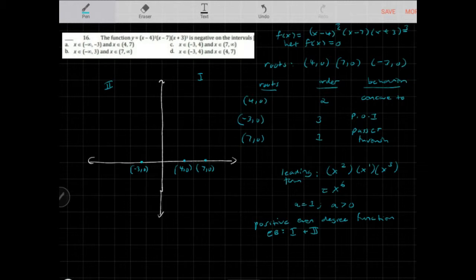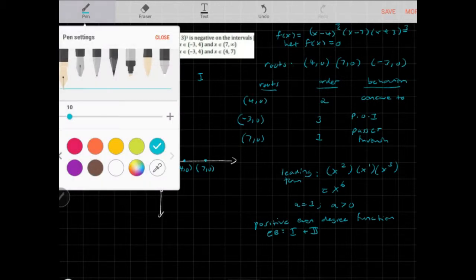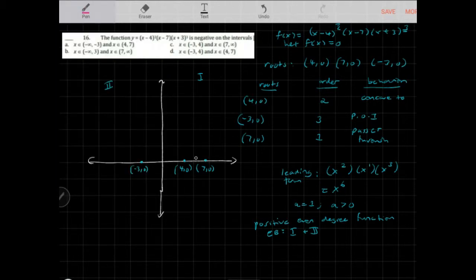Let's look at the order and construct this really quickly. We can understand that it's going to pass through 7. I'm just going to draw the trace in a different color. It's going to pass through 7, so it should kind of go through there. At 4 and 0 it should be concave to this point, and at negative 3 and 0 should be a point of inflection. Now the end behavior should start off here. It's going to pass through this point, be concave up, and then be concave down.